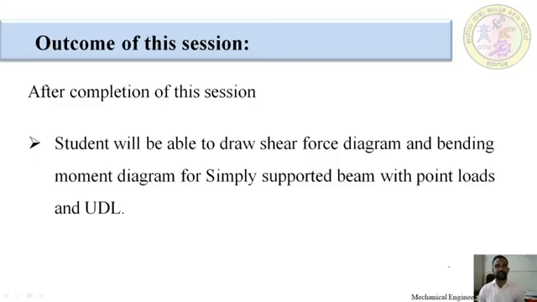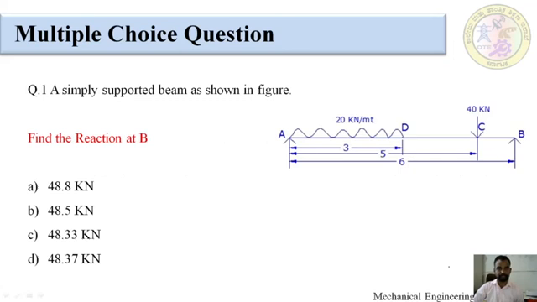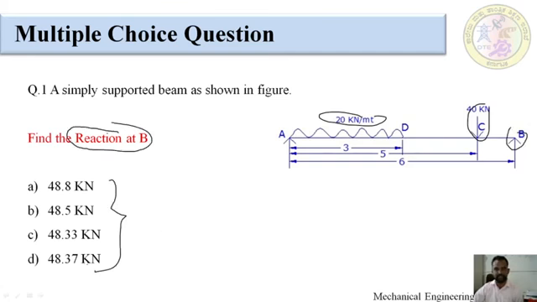Okay, next we are going to move to some MCQ questions regarding this session. This is the problem. A simply supported beam they have given, and 3 meter, 5 meter, 6 meter they have given, and a UDL distance of 3 meter with a magnitude of 20 kilonewton per meter, and one point load given at C point equal to 40 kilonewton. By looking over the diagram, we have to calculate how much reaction happened at B point. These are the 4 values. Among them, one would be the correct answer. Carefully solve before going to answer.